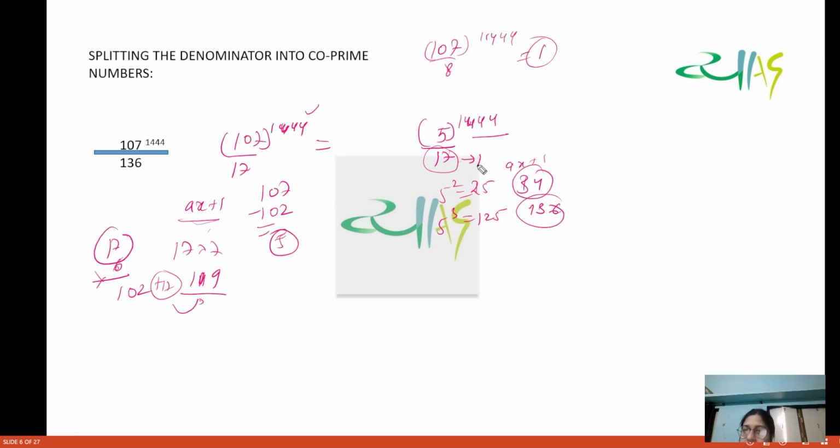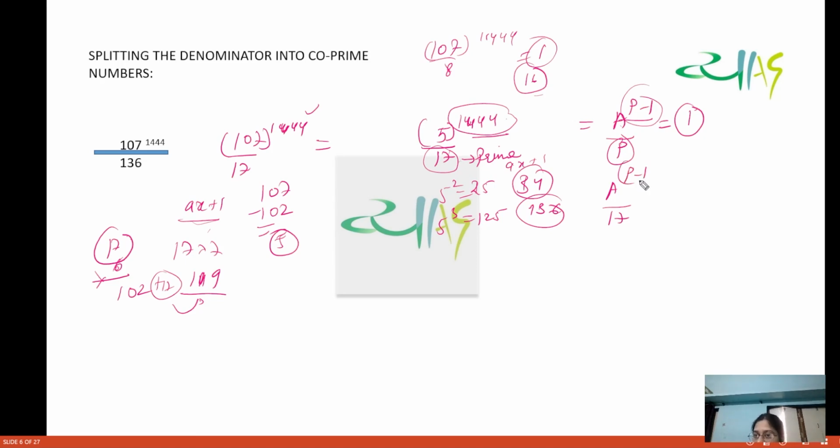Now we know this is a prime number, 17 is a prime number. I told you a theorem, a to the power p minus 1 divided by p, the remainder can give you 1. Why? Because I told you in the earlier concept. So here we have 17, but this number 1444 is definitely not 16. But can this number be a multiple of 16? Yes, definitely it can be a multiple of 16. How? Let's see how to make this a multiple of 16.